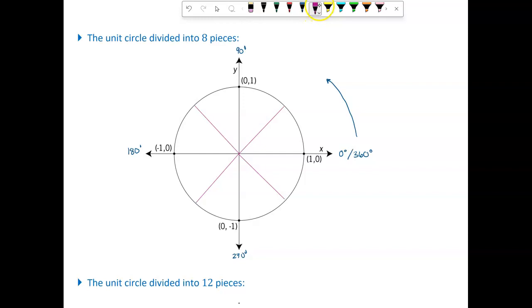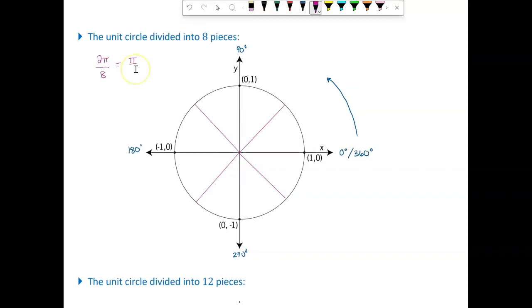If we remember that a full rotation around a circle in radian measure is 2 pi, now we're going to divide that into 8 pieces like what we drew out here. So 1, 2, 3, 4, 5, 6, 7, 8. If we divide the whole circle of 2 pi into 8, we would get exactly pi over 4.